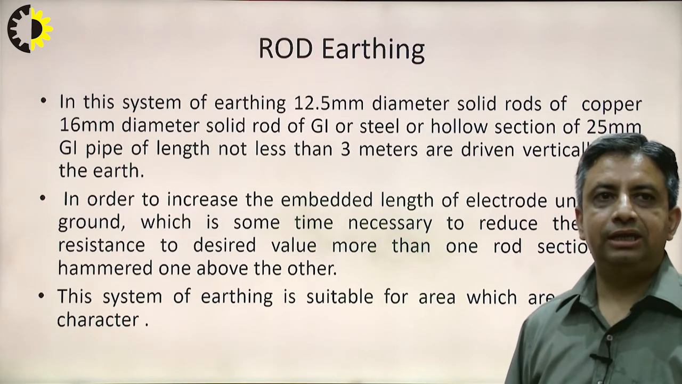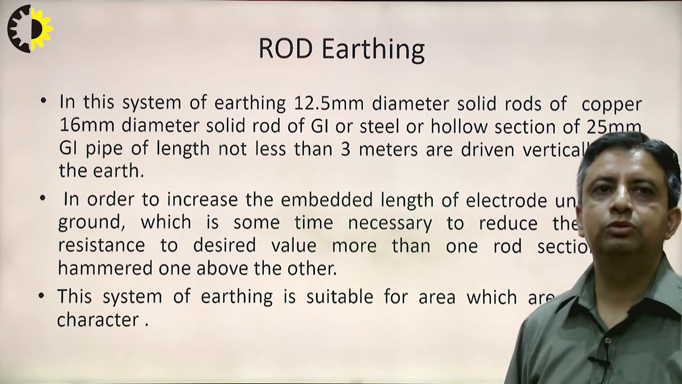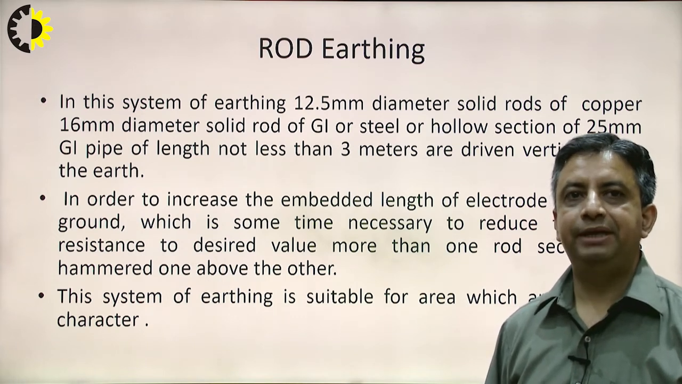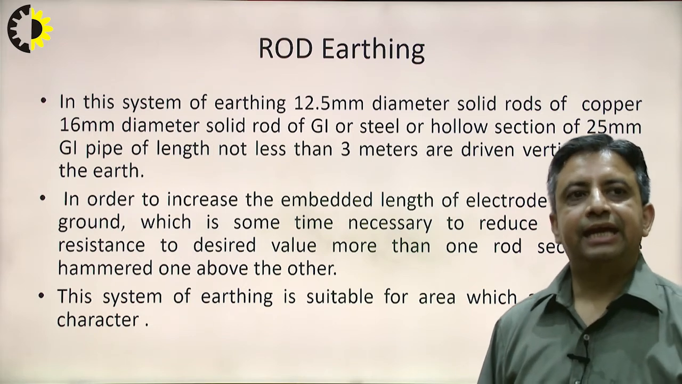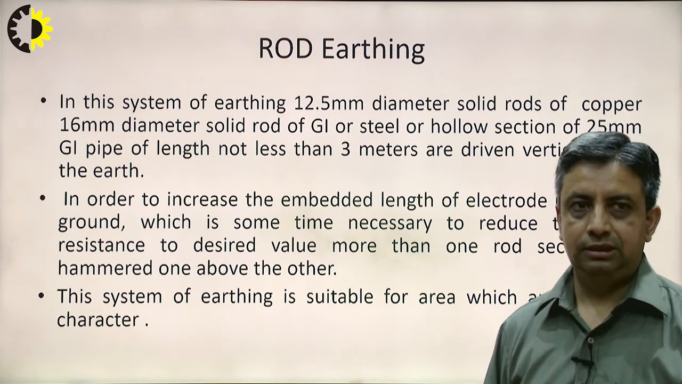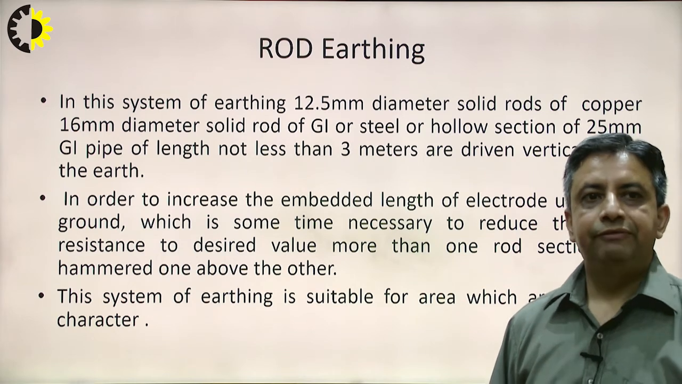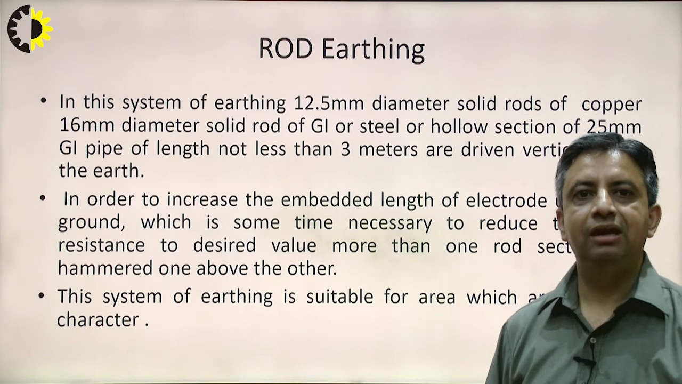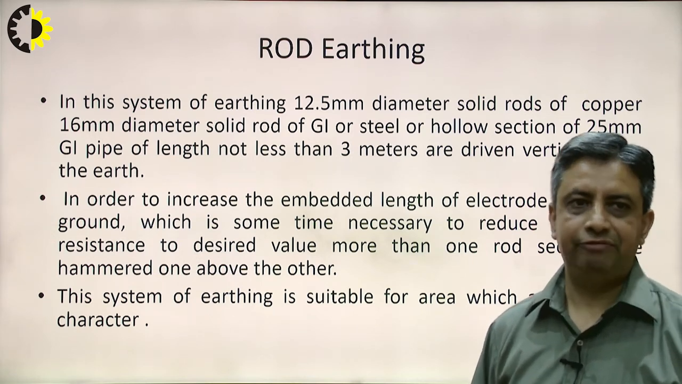Third type is rod earthing. Again, as the name suggests, instead of this pipe we will use rods. In this system of earthing, 12.5 millimeter diameter solid rods of copper or GI can be used, and they are vertically driven into the earth in order to increase the embedded length of the electrode under the ground, which is sometimes necessary to reduce the earth resistance to the desired level. One or more rods can be inserted with the help of hammering.